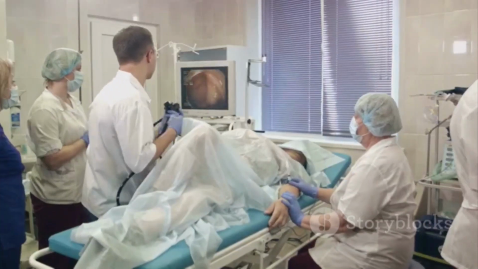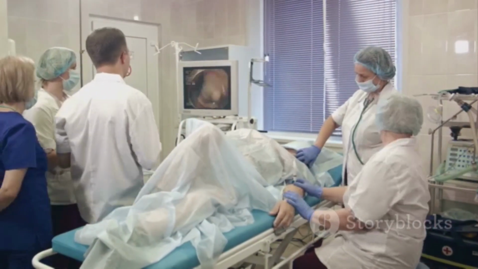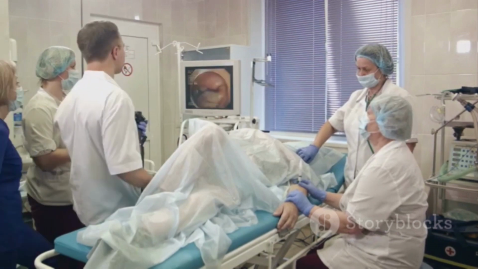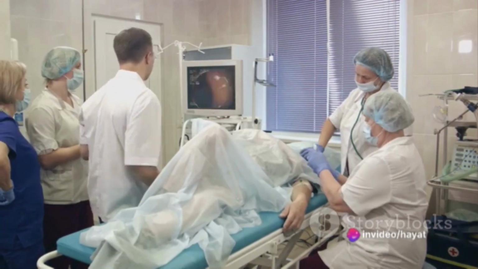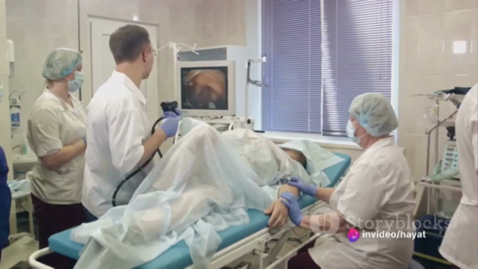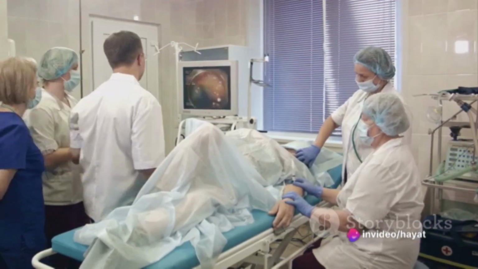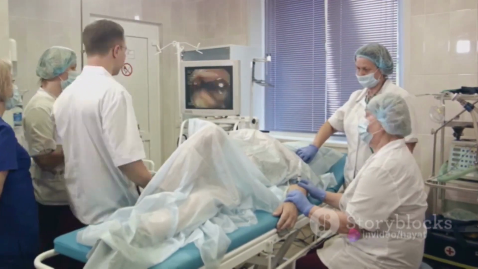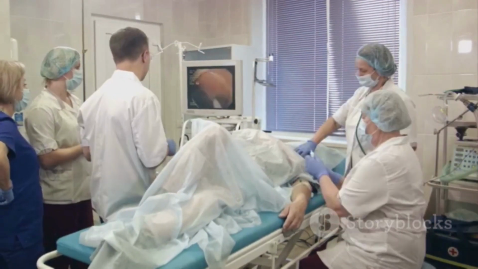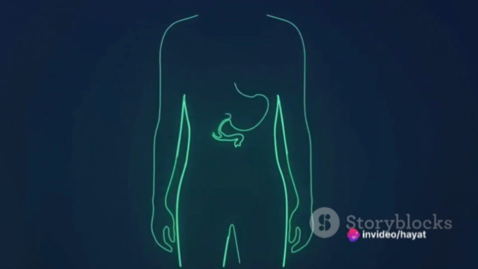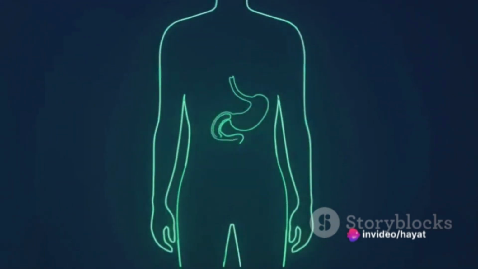The gold standard for PUD diagnosis is an esophagogastroduodenoscopy, or EGD, with sensitivity and specificity up to 90% in diagnosing gastric and duodenal ulcers. Other tests may include a barium swallow, blood work, and testing for H. pylori.